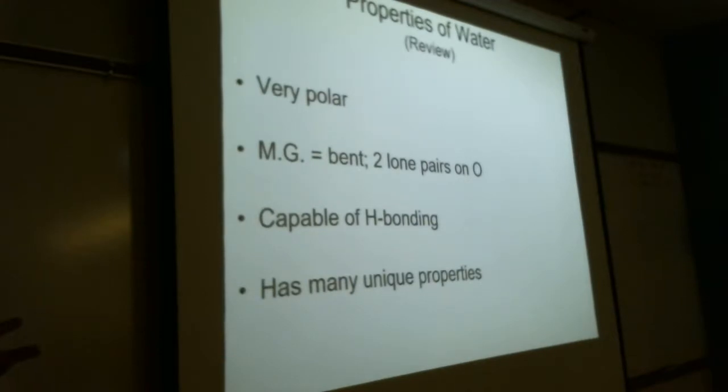Okay, so let's review water. Water is a very polar substance, right? We've already established that when we did molecular geometry. We learned that it was bent. There are two lone pairs on the oxygen atom in the center, which means that there's a very high concentration of electrons on the oxygen, low concentration of electrons on the hydrogens. So we say that the oxygen has a partial negative charge, and the two hydrogens have partial positive charges. Water is capable of hydrogen bonding because of its OH groups, and it's got many unique properties as a result of that. So this is something that we already established.